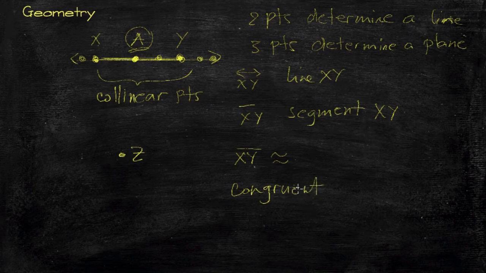Isipin nyo na lang kung sa numbers yan, kung sa arithmetic, equal yan. But we're talking about shapes, so we use the word congruent. Again, isipin nyo na lang, equal yan. Parang gano'n. XA plus AY. So, kung si XA at si AY congruent to XY, then si A is between X and Y. Ganon. So, very basic definition of being in between or betweenness.